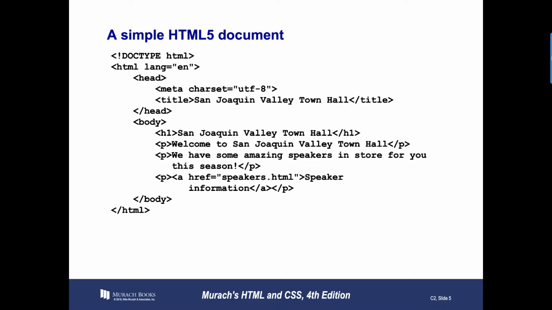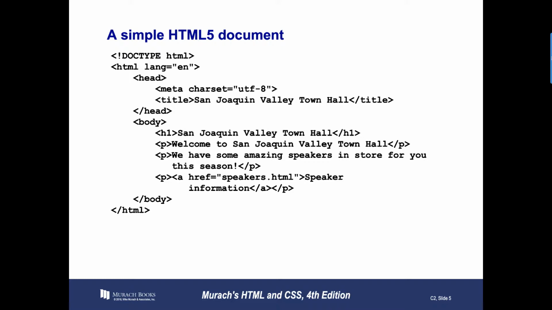Next, we have an opening paragraph tag with a line of text, and then at the end, a closing paragraph tag. And then we have another paragraph tag with some text and another closing paragraph tag. And typically, you'd put more than one sentence, but this is a basic demonstration of a simple HTML5 document.